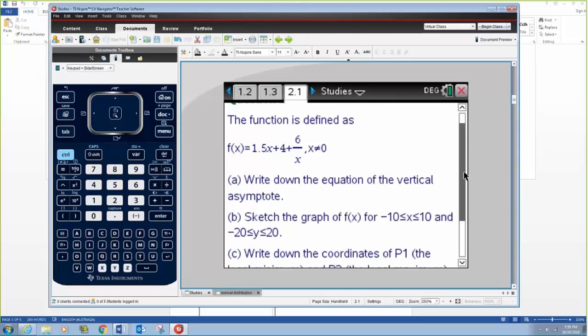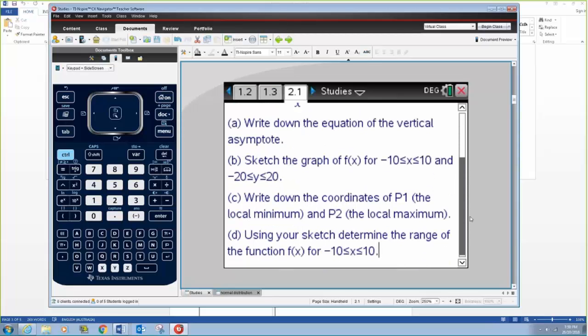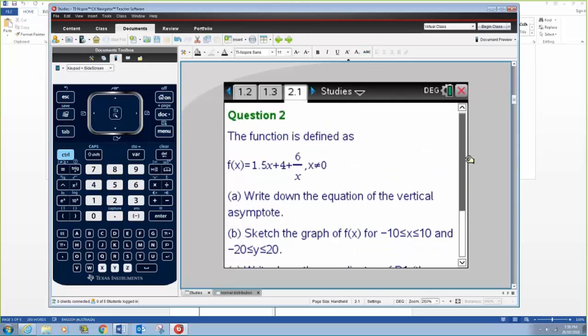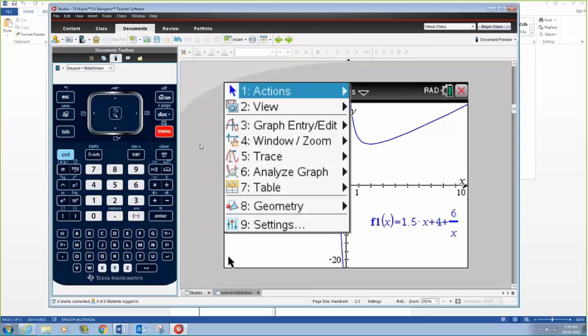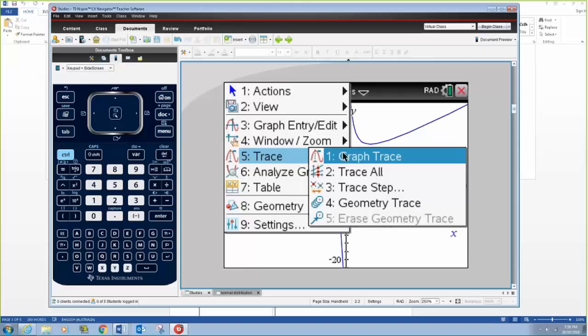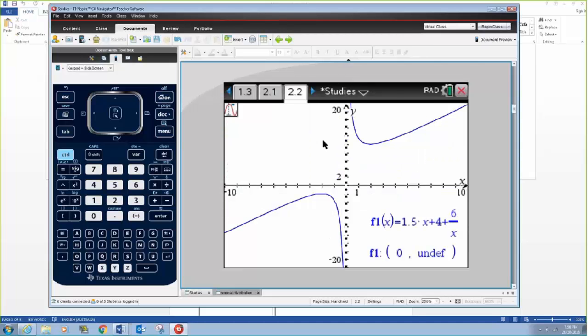Now we go to question 2.1, which is a bit more complicated because we have this vertical asymptote. And then again, we want to sketch the graph and find the minimum, maximum, and determine the range of the function. So sort of typical studies questions. If I sketch this graph, for study students the vertical asymptote concept is a bit difficult as well, but trace is very helpful here, because if I go to trace, that clearly shows me the vertical asymptote straight away. It says when x is 0, it's undefined.